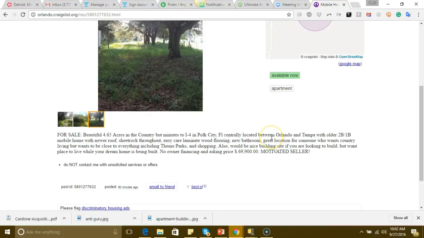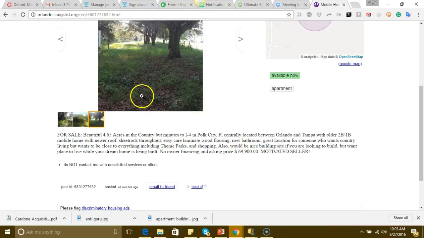Florida, centrally located between Orlando and Tampa, with older 2-bed, 1-bath mobile home with newer roof. Sheetrock throughout. Easy care laminate wood flooring, new bathroom, great location for someone who wants country living but wants to be close to everything, including theme parks and shopping. Also would be nice building site if you were looking to build but want a place to live while your dream home is being built. No financing, no owner financing, asking price $69,900.